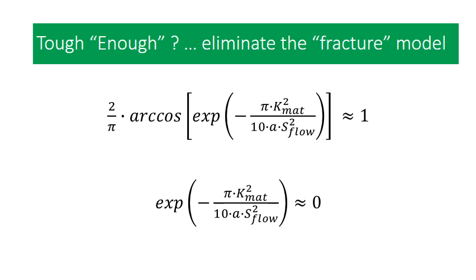We'll take the 2 over pi arc cos exponential of minus pi times the material toughness squared, all over 10 times the crack depth times the flow strength squared. If we can get that whole term equal to 1, or close to it, that means that essentially that term drops out of the equation and we don't need to worry about it. That means that essentially we have a tough enough material and tough enough conditions that it's going to disappear from the equation. And in order to get that arc cos exponential term to be approximately equal to 1, we have to get the exponential term approximately equal to 0.